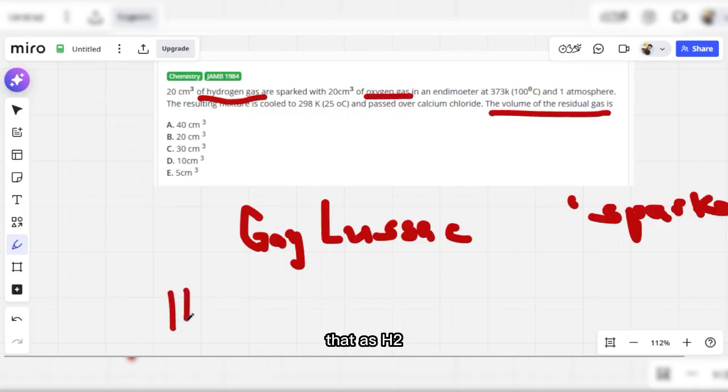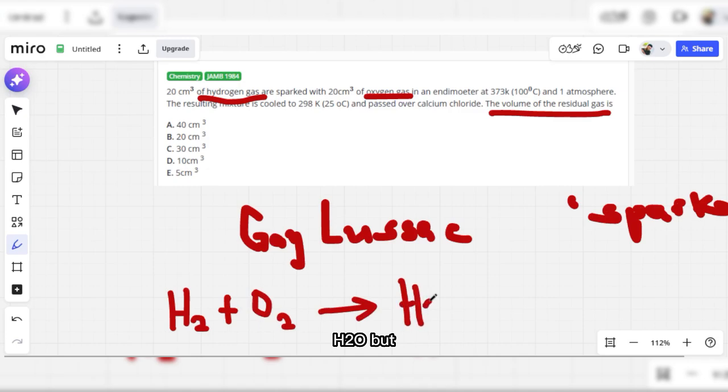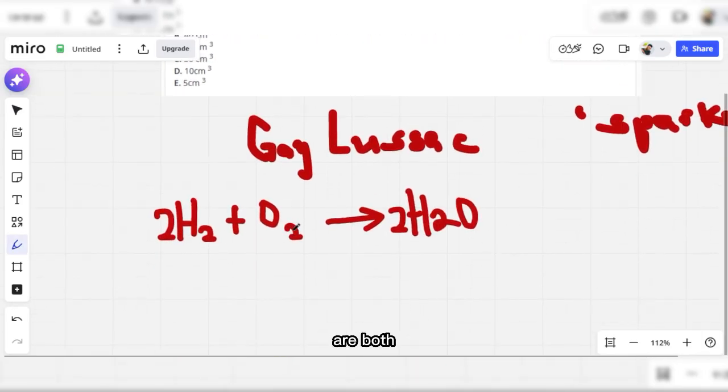As H2 plus O2 is giving you H2O. But this equation is not balanced. Why? Because oxygen here is 2, oxygen here is 1. So if you put 2 here, oxygen is balanced as 2 oxygen, hydrogen is 4. So we put 2 here as well. So hydrogen and oxygen are both balanced.